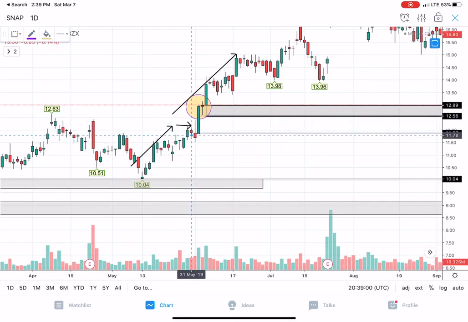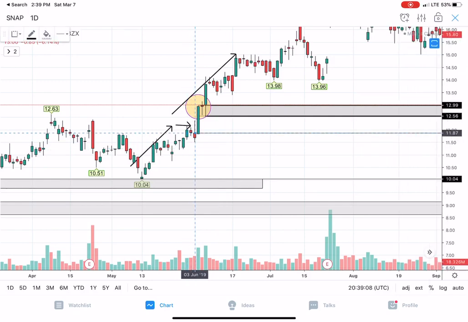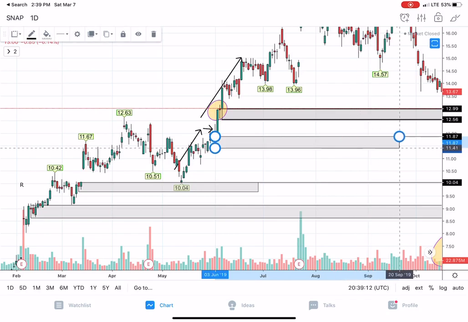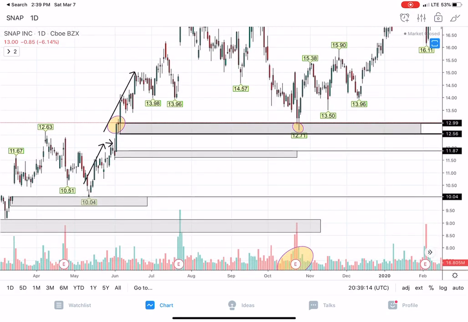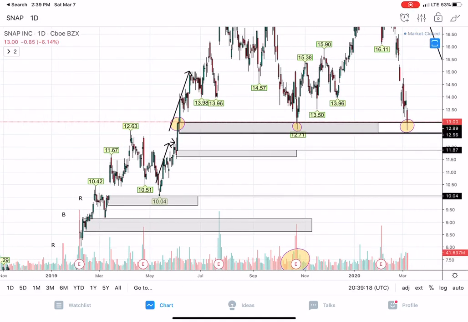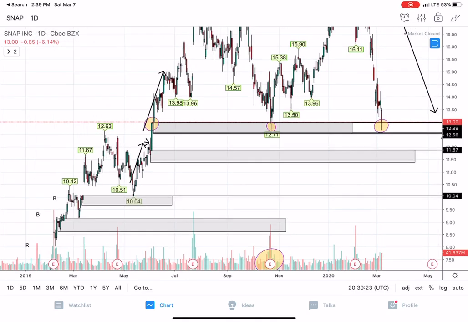I take the open of the bearish candle prior to the gap up, and I would draw my level from here. Whoops, wrong box. And I would draw it from here and extend it out to the right side. So like this. I would extend it out to the lows here.